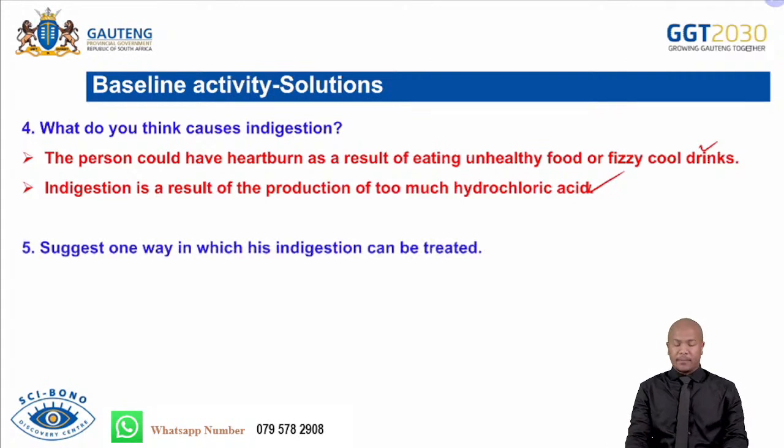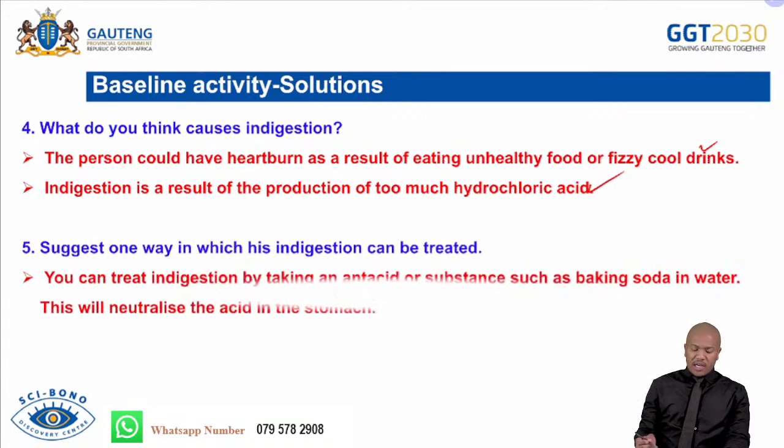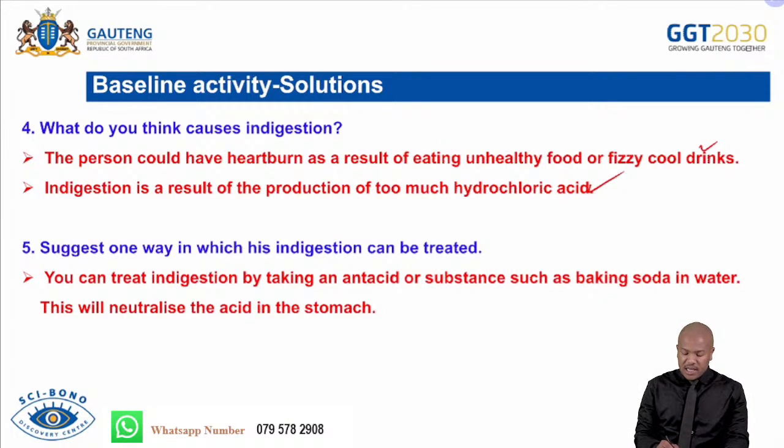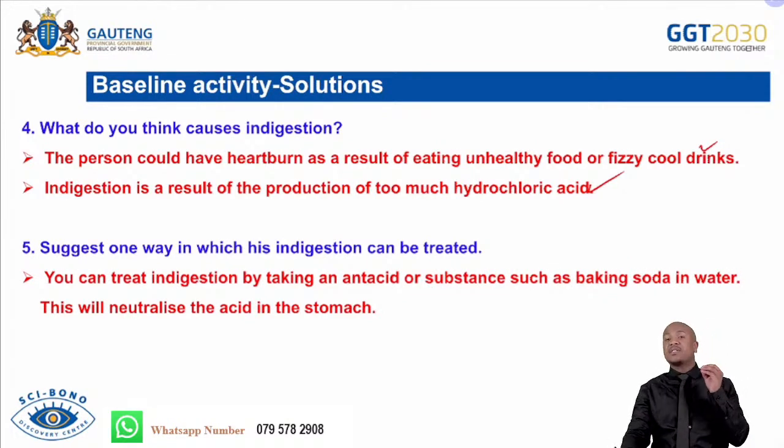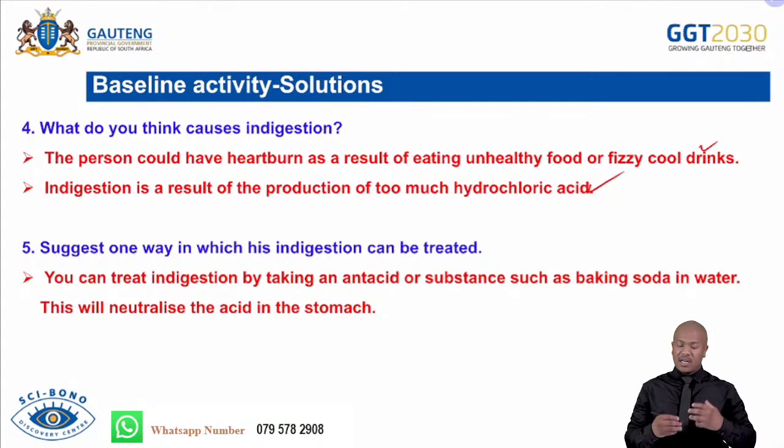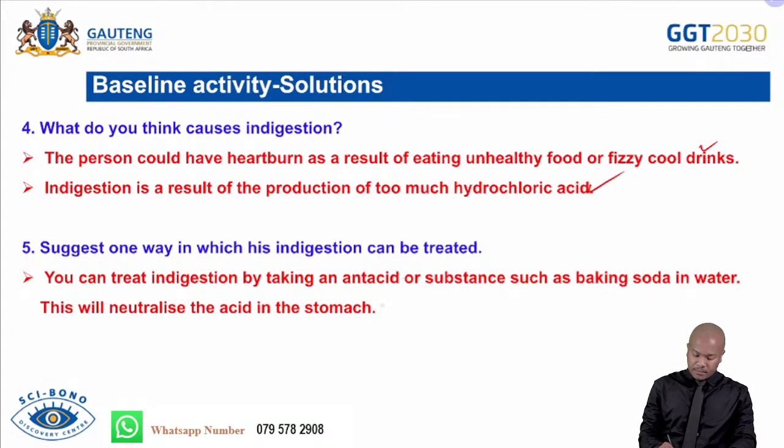Number five, the last one. Suggest one way in which indigestion can be treated. So you can simply treat it by taking an antacid or a substance such as baking soda in water, because it is a base and it will neutralize the what? The acid in the stomach.